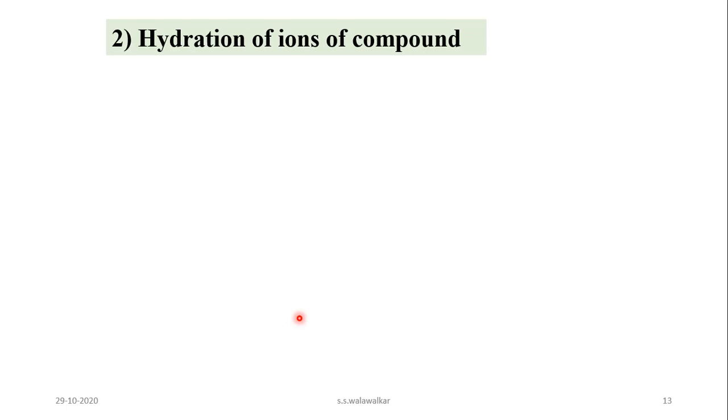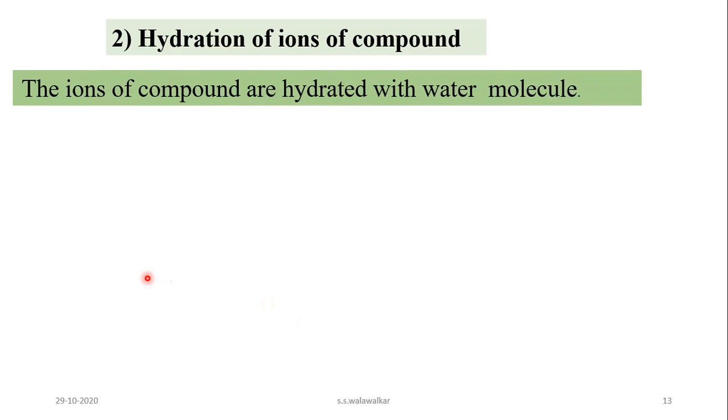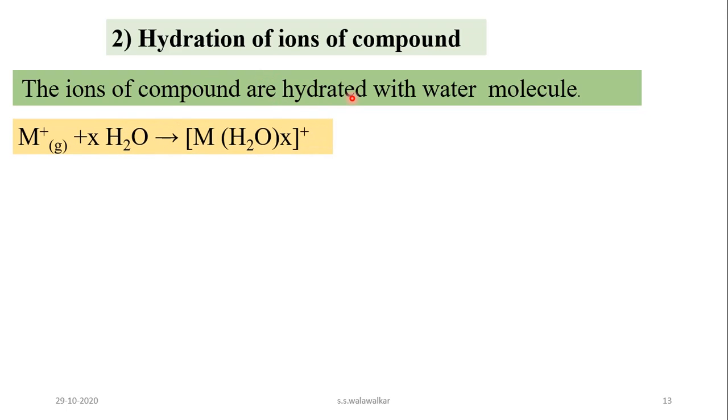So the second step in dissolution is hydration of ions of the compound. Now the ions of compounds are hydrated with water. When any salt is dissolved, then the hydration takes place. That is, see here, the positively charged metal ion in a gaseous state combines with X moles of water, surrounded by X moles of water, and forms M(H2O)X plus ion. So it gets hydrated. This process is known as hydration of the positively charged ion.